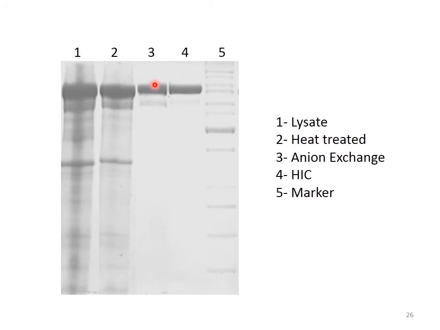And first, the protein was separated through anion exchange chromatography, and the fraction eluted from anion exchange chromatography was then subjected to hydrophobic interaction chromatography. So here you see that in this lane marked as 4, if you compare it to 1, you can see that the other unwanted proteins have been removed from this required protein.